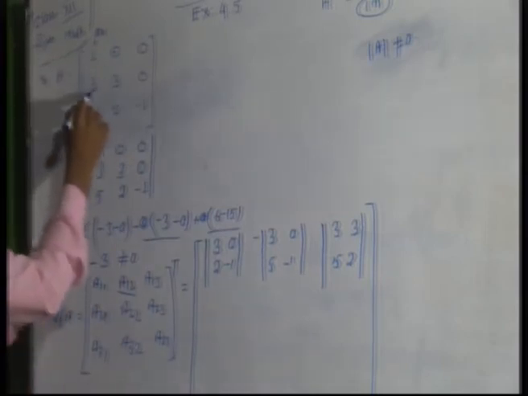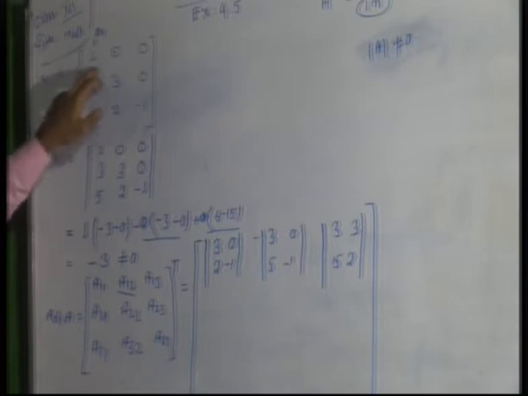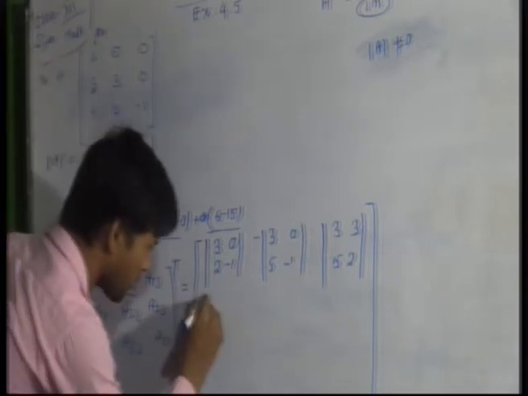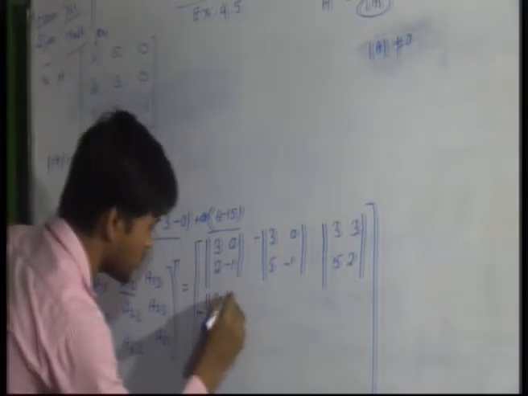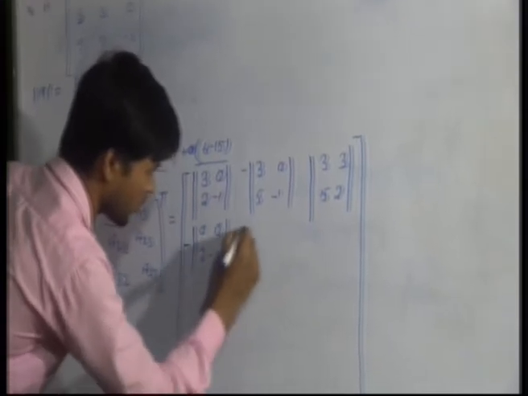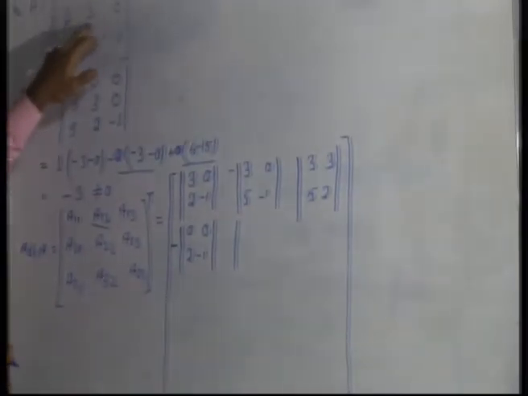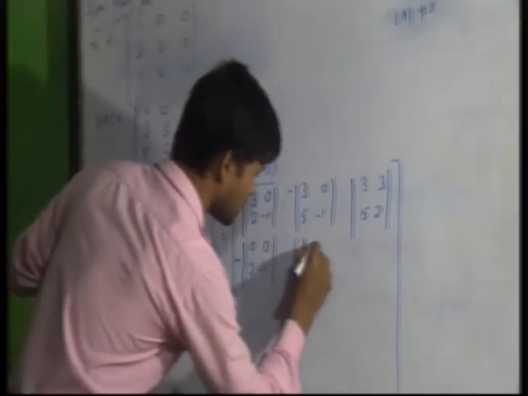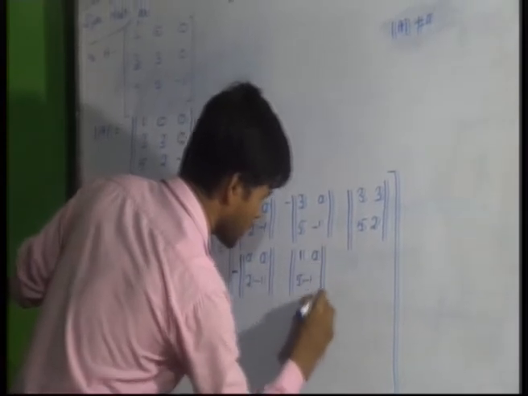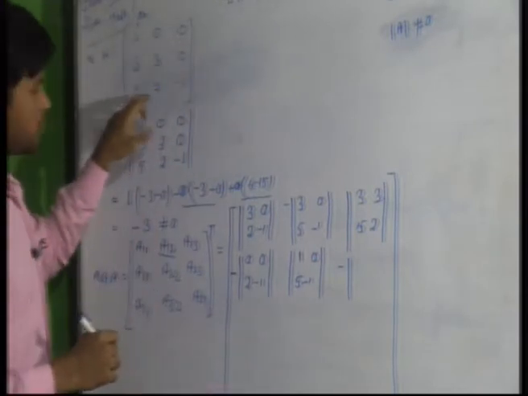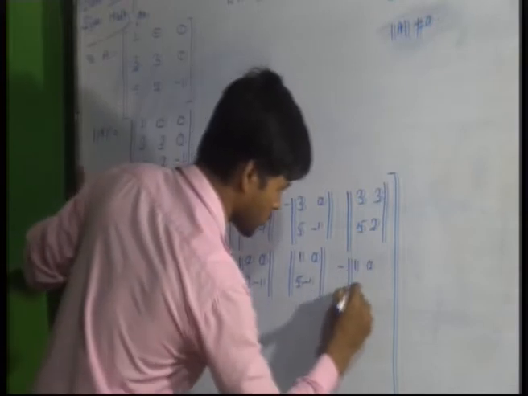Okay, now we have to calculate the cofactor corresponding to this element. So cover this row and this column. So 0 0, 2 −1, but the sign will be negative. Now the next element will be corresponding to this element. So 1 0, 5 −1. And the third will be negative, corresponding to this element. So 1 0, 5 2.